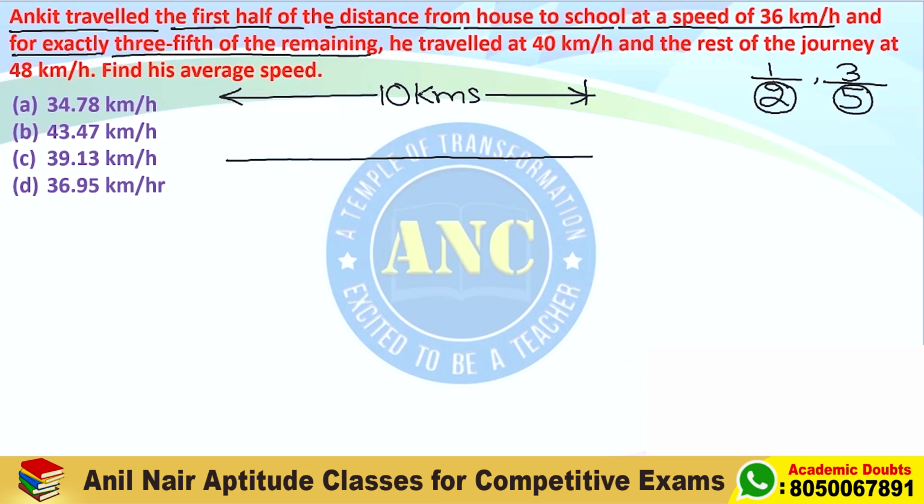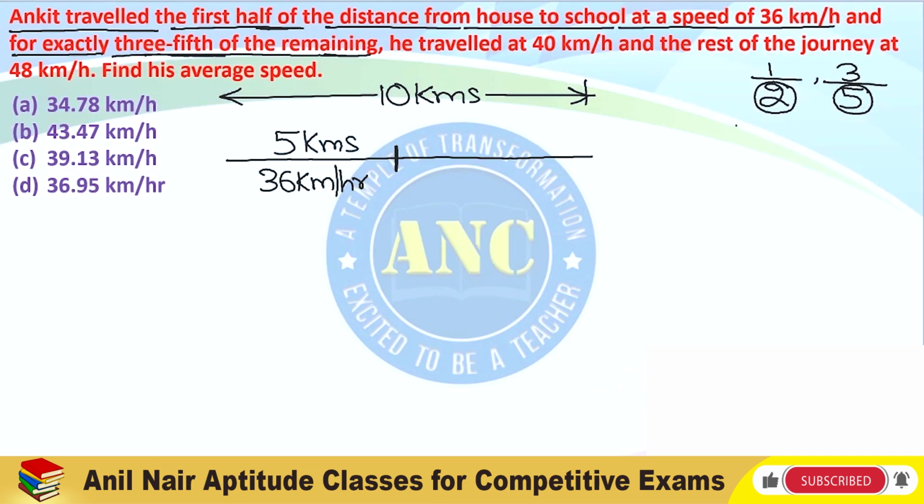Now start the question once again. Ankit traveled the first half of the distance. Half of the distance is nothing but how much? It is 5 kilometers, right? This 5 kilometers, he is traveling at a speed of 36 kilometers per hour, and exactly 3/5 of the remaining. Now, out of 10, 5 kilometers is already covered. Remaining is another 5. What is the 3 by 5th of the remaining 5? 3 by 5th of 5 is another 3 kilometers.